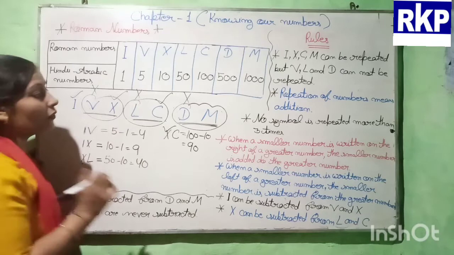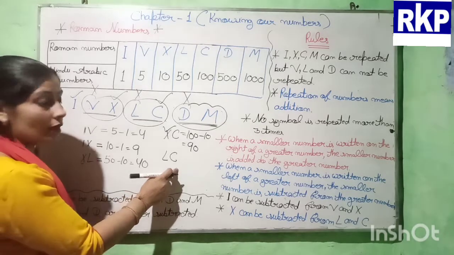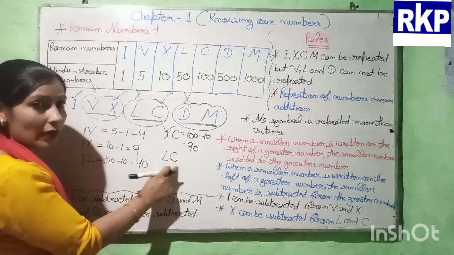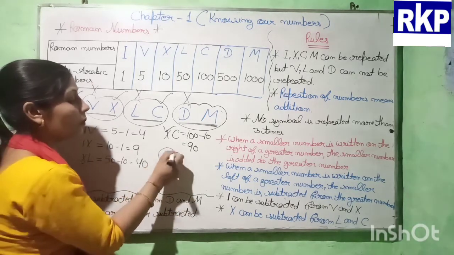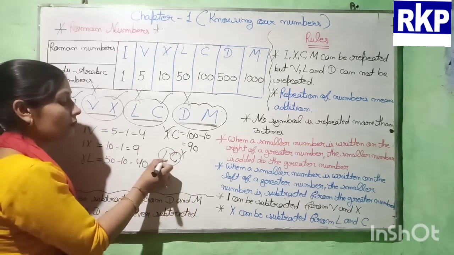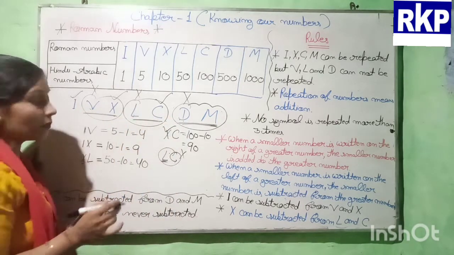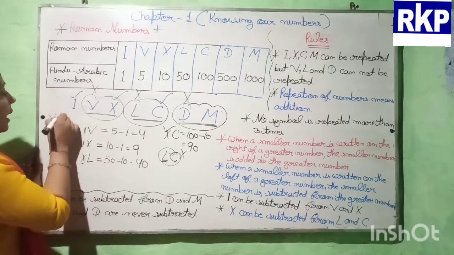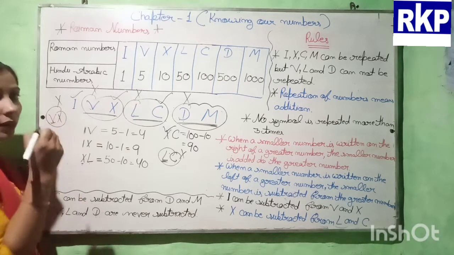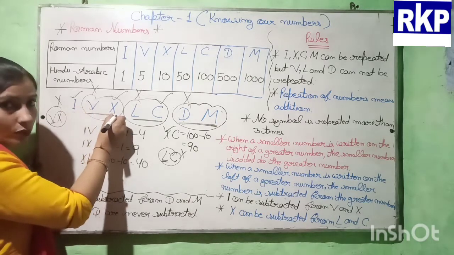But beta, if I write here LC, L is the smaller number and C is the greater number, so it means we are subtracting this L from C, but it will be wrong because we cannot subtract L from C. V, L and D are never subtracted. If I write here VX, then also it will be wrong. We cannot subtract V from X. We can subtract I from V and I from X.